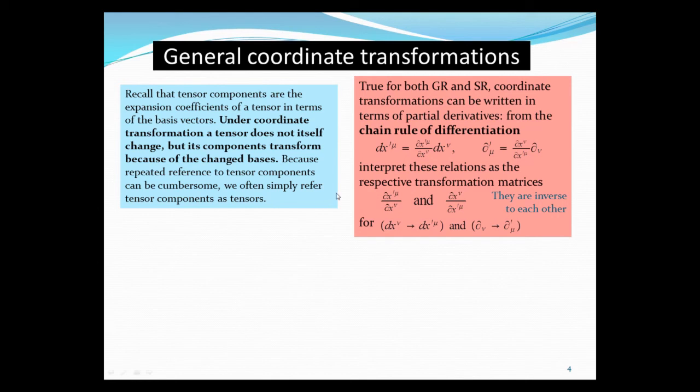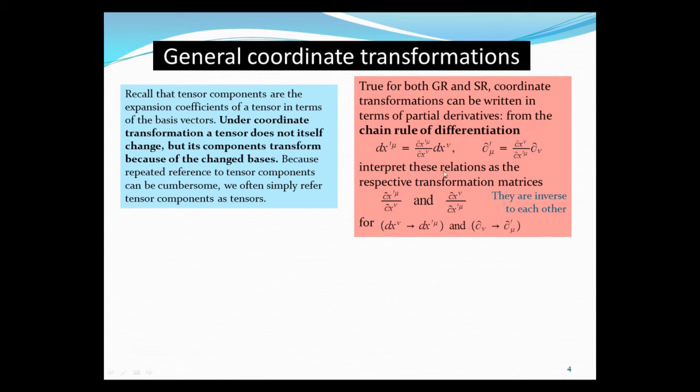And for both GR and special relativity, the transformation can always be written as partial derivatives. Because from the chain rule of differentiation, for example, dx mu transforms as this partial derivative. And the del operator transforms as a partial derivative because, again, of the chain rule. This is, of course, the inverse of this transformation.